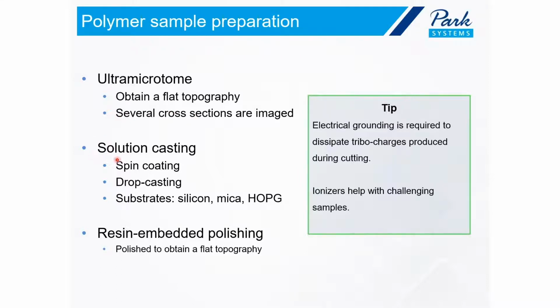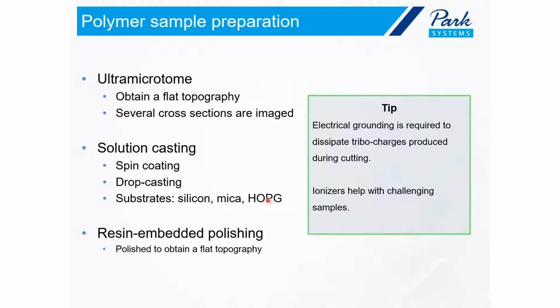Another popular method for polymer sample preparation for AFM is solution casting. So basically, dissolve the polymer in some solvent, then either spin coat it on a surface or drop cast. If the solvent is highly volatile, it will evaporate and you will be left behind with the polymer. The substrates that are used are silicon wafer, mica, and highly oriented pyrolytic graphite. And here again, the goal is to choose a substrate that gives as flat a surface as possible.